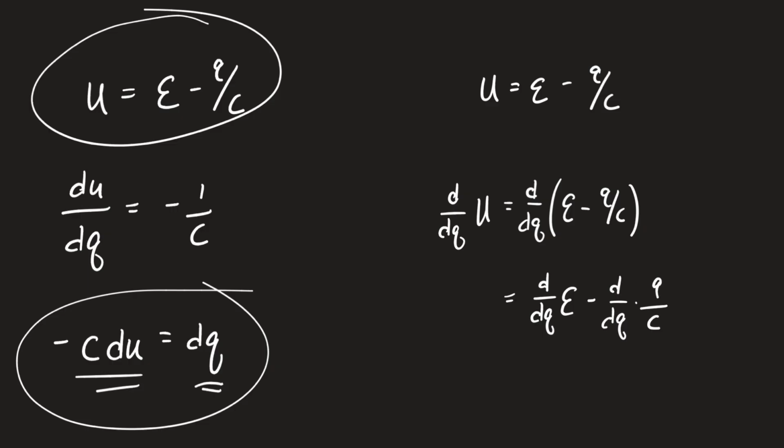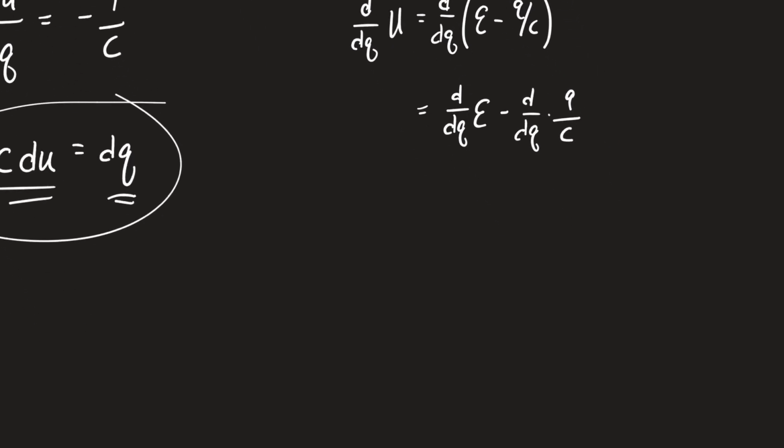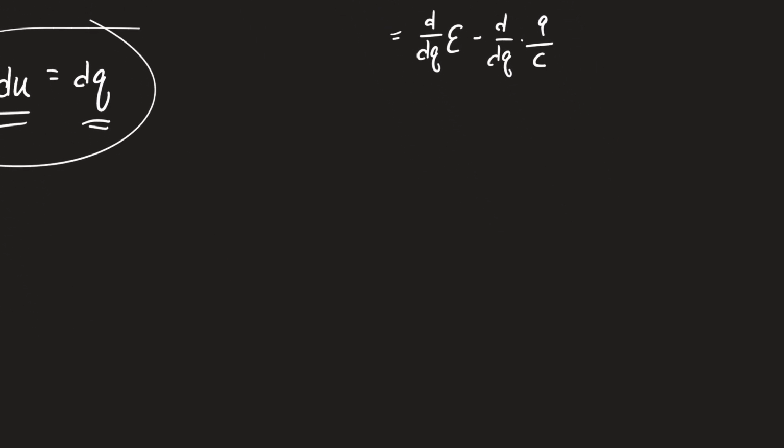You can distribute the derivative. It's like any other function, or any other number. Well, not number, it's a function. When I did that, the first one, it's how does the voltage supply change with respect to the charge? It doesn't. We believe in an ideal voltage supply that provides the same potential difference regardless of how much charge is being produced. So that's 0. It does not change with respect to the charge.